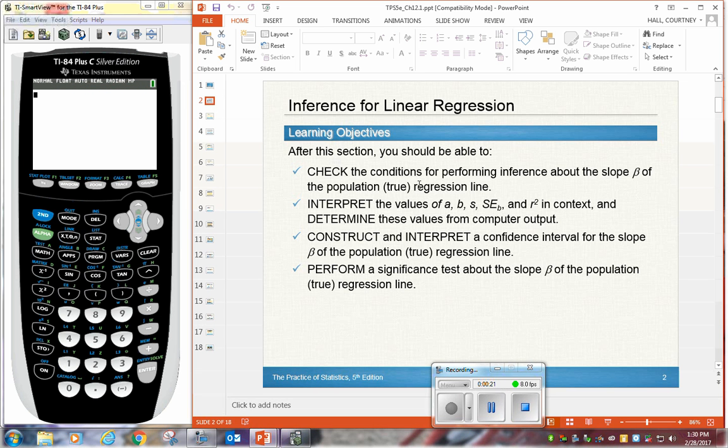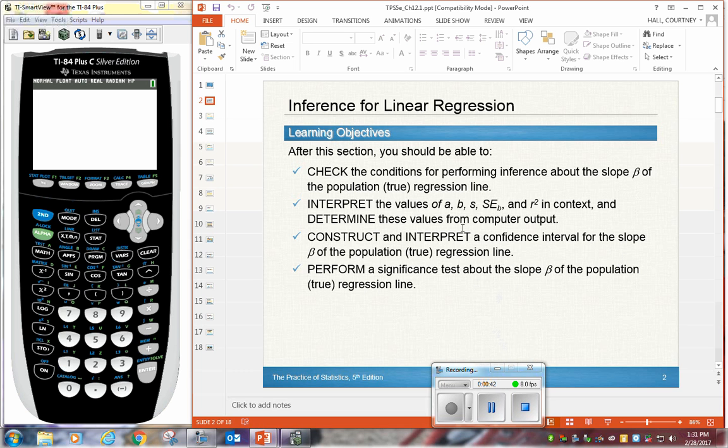It says we need to check the conditions for performing inference about the slope, beta of the population, the true regression line. So all of our testing and confidence intervals are going to be based on what we think the slope might be. So always beta for slope. We're not really going to test anything about the constant y-intercept or anything like that. It's always going to be based on the slope.